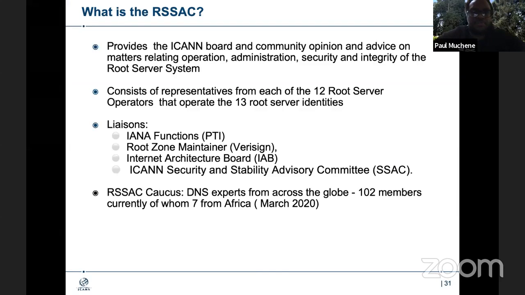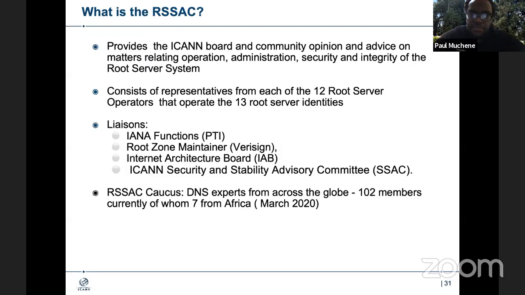Okay, so the root server system advisory committee provides the ICANN board and community with opinion. It provides advice. It does not make policy. It advises the ICANN board on the security, integrity, and the operation and administration of the root server system. Currently, the RSSAC consists of the 12 root server operators, the operators who manage each of the 13 labels or server identities that I mentioned. All of them are represented in RSSAC.